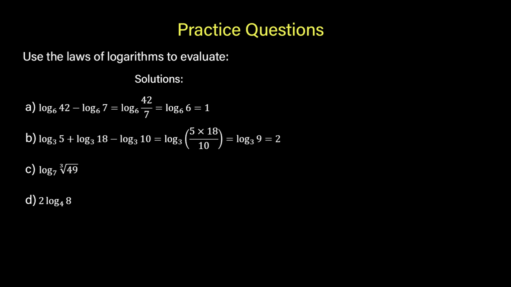C. The cube root of 49 can be written as 49 to the power of 1/3, and 49 can be written as 7 squared. Therefore, the expression equals log of 7 to the power of 2/3, to the base of 7, which equals 2/3. D. The logarithm of 8 to the base of 4 can be written as the logarithm of 8 to the base of 2 divided by the logarithm of 4 to the base of 2, which equals 3 divided by 2, and multiplied by 2 equals 3.